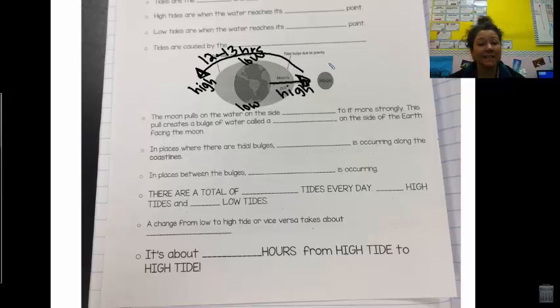So that is our last cycle that we will talk about between our sun, our earth, and our moon system. So make sure you study this information, and I will see you tomorrow.